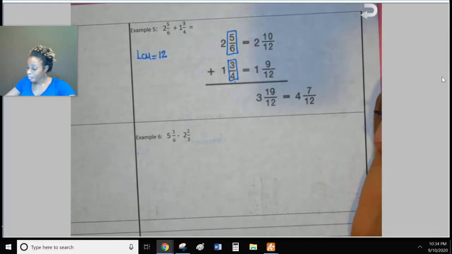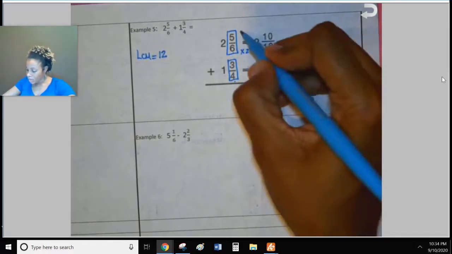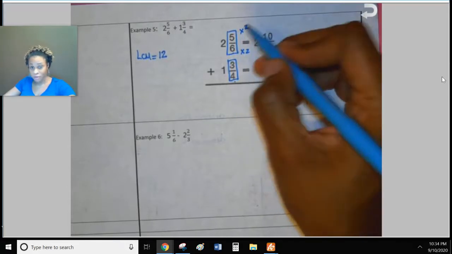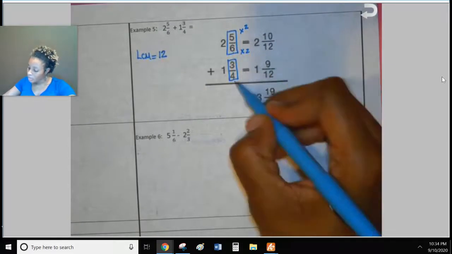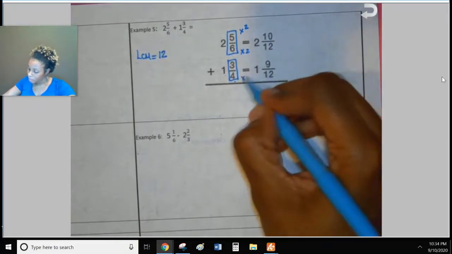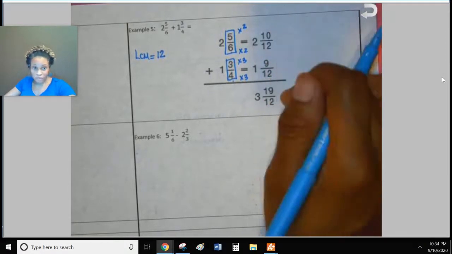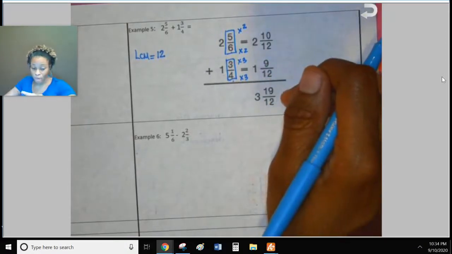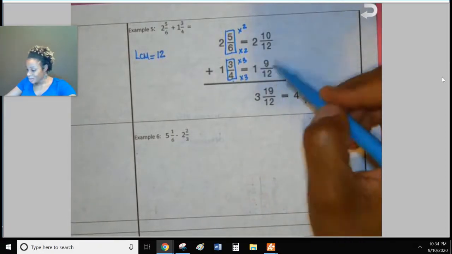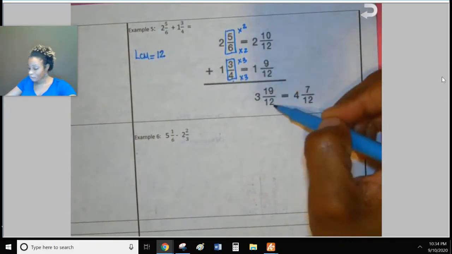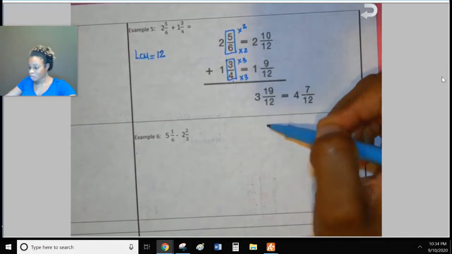The only part that they rewrote was the fractional piece. Okay, what times 6 will give me 12? Times 2. What times 2 times 5 will give me 10? So the fractional piece is rewritten, okay? What times 4 will give me 12? 3. 3 times 3 will give me 9. Only the fractional piece. The whole number piece was carried just straight over, okay? So once they did that, they added the numerators. They got 19/12, and they got 3. 2 plus 1 is 3. 3 and 19/12.